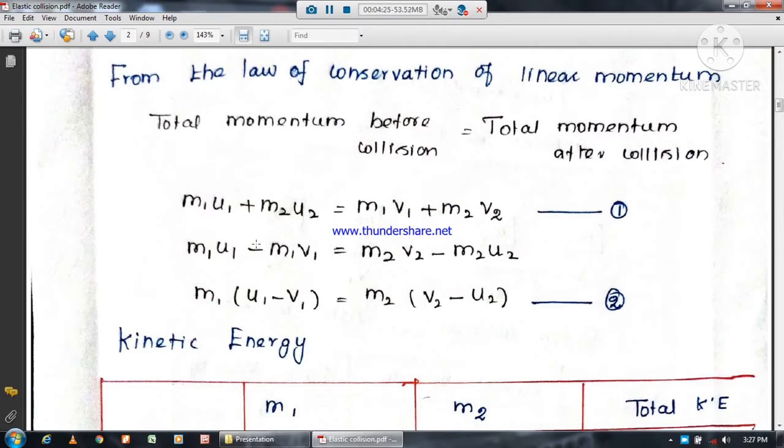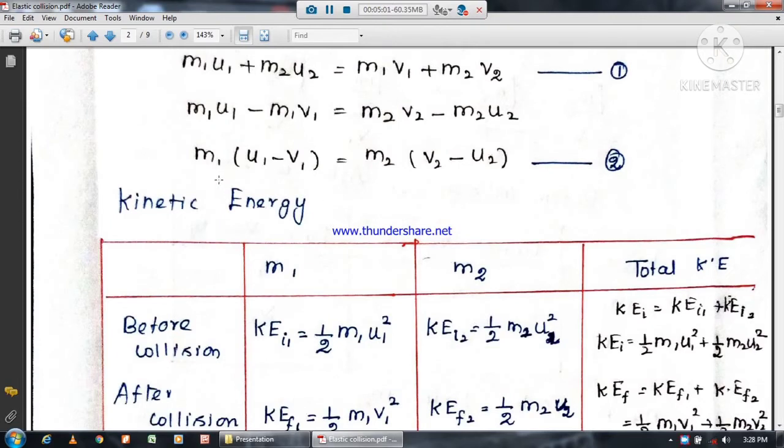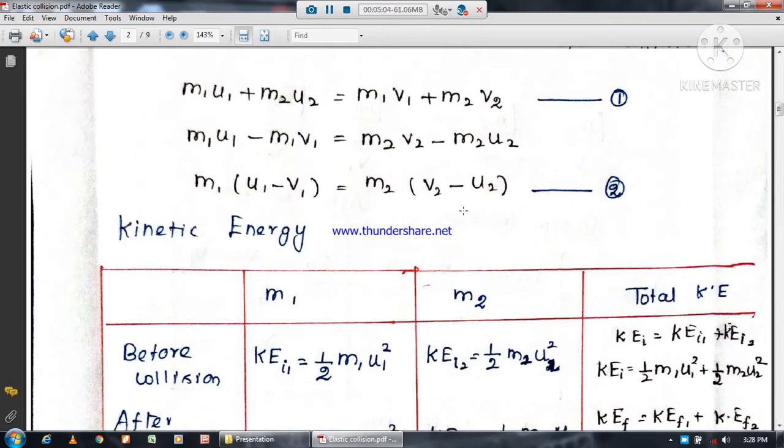Okay, now we just rearrange this equation, that is we can take this m1 v1 to the left hand side, we get m1 u1 minus m1 v1 is equal to m2 v2. You take this term to the right hand side, that is minus m2 u2, and here m1 is common, you take this outside, so m1 into u1 minus v1 is equal to, here m2 is common, so you take this outside, so m2 into v2 minus u2. So total momentum before collision is equal to total momentum after collision.